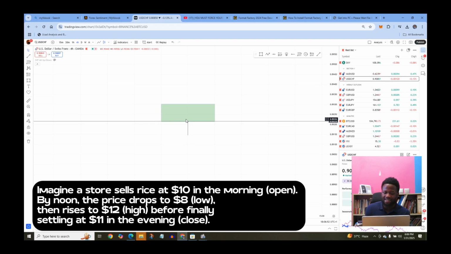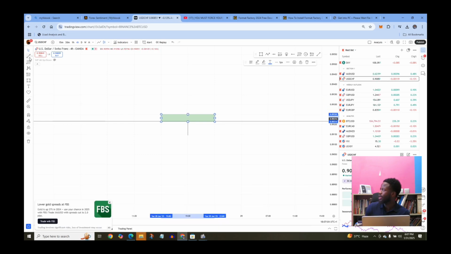They now say, but finally settling at 11 in the evening. Settled where? 11 in the evening. This is 12, 11 like this. Bam. What happens to where it went? It's going to leave shadow behind, right? This will be a green candle, like I represented it, with wicks extending from 8 to 12. You should understand that by now. Simple as A, B, C. You know I got you.